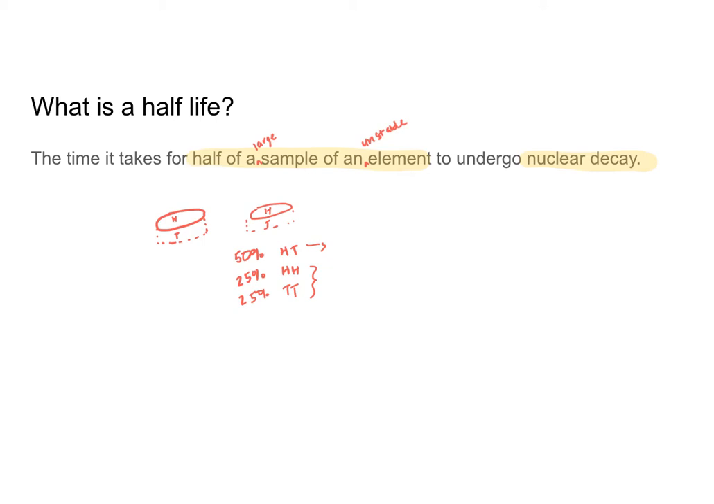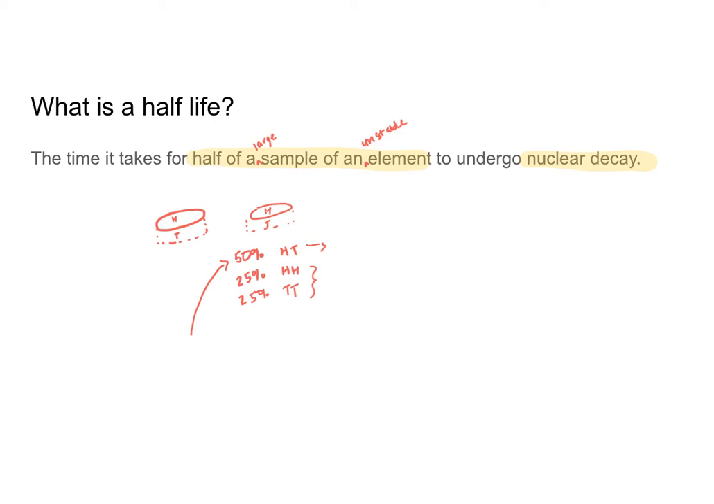However, if I were to flip 1,000,000 coins, I would be much more likely to hit this 50%, or to get close to that 50% number. So I'm much more likely to have 50% of my coins flip a heads, for example. The same thing is true with a sample of unstable nuclei.